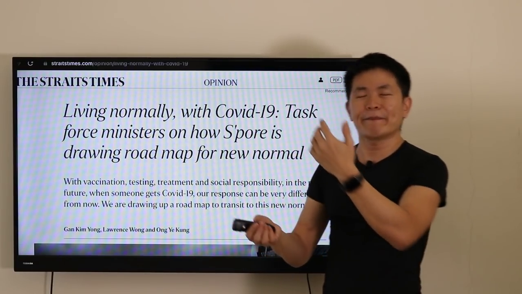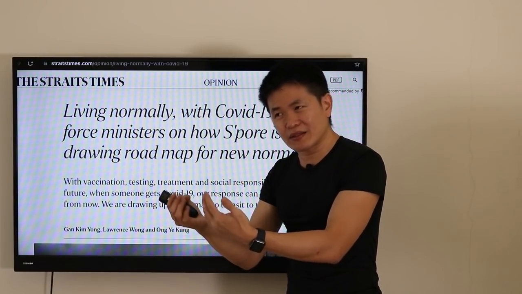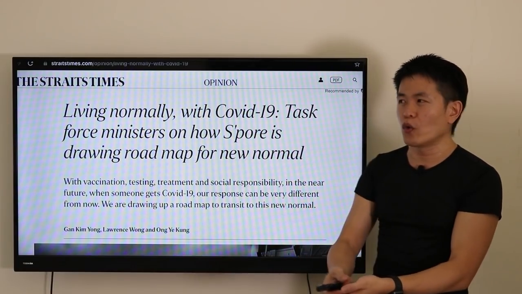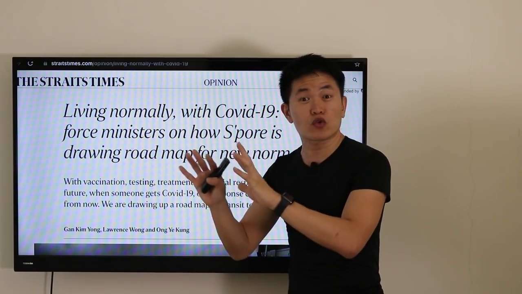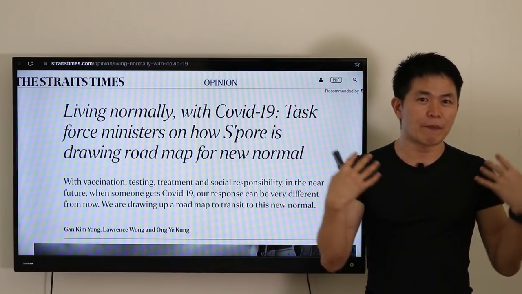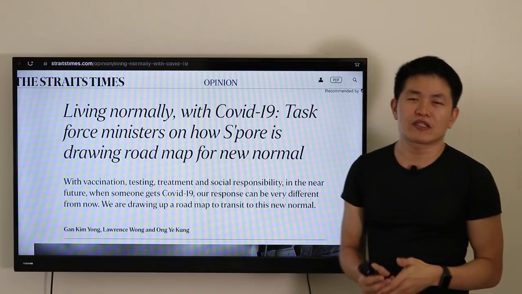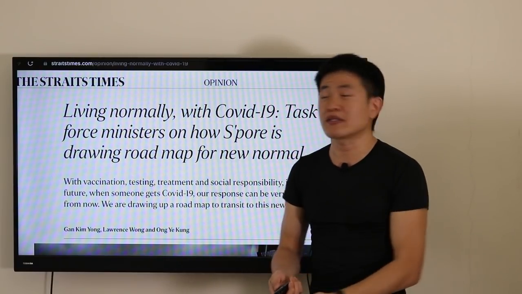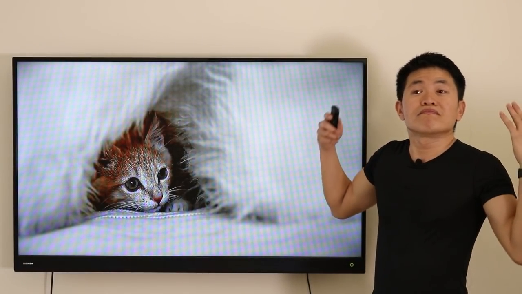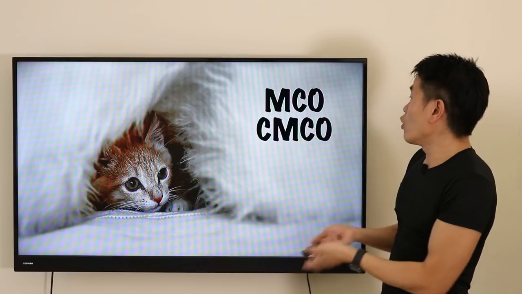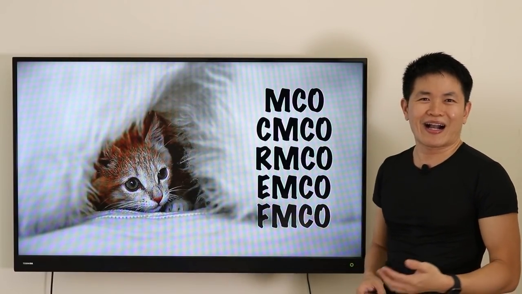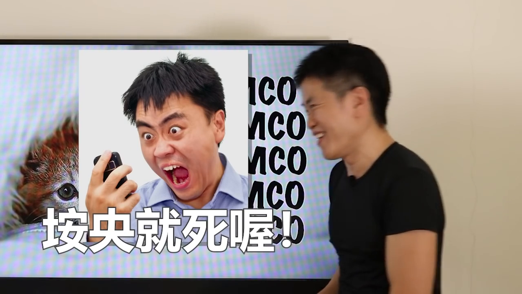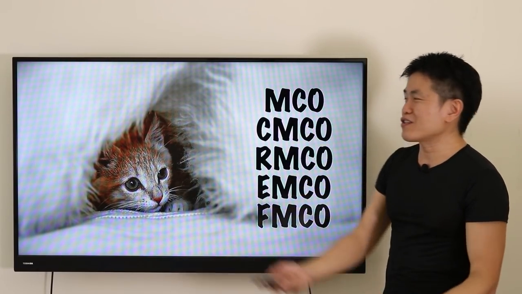Is that okay? Yeah, the mortality rate is higher than other common colds, but it's still manageable as long as the healthcare system can take care of those weak people. Generally, for a healthy person, for the big population, they get coronavirus, they're fine. The immune system will just fight it off. So this is what we are doing now. MCO, CMCO, RMCO, EC, FCO, I don't know what they are. So why don't we change the strategy?